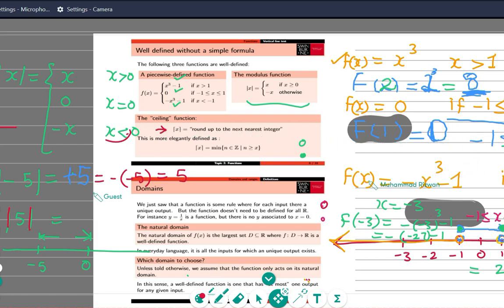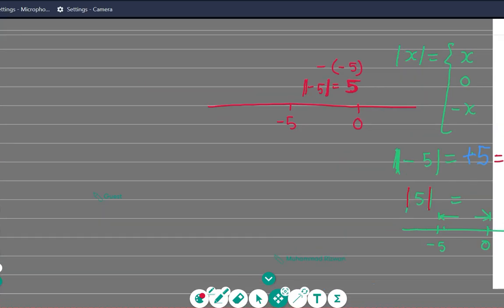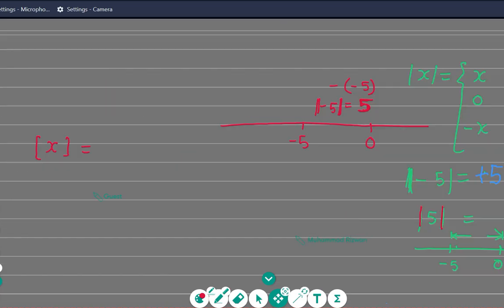For example, sometimes we have 2.3, 2.5, 2.7. We will round it to the nearest integer. I am writing: the ceiling function is equal to the nearest integer, rounded up to the next nearest integer. So for example, x's value is, I put 3.2.